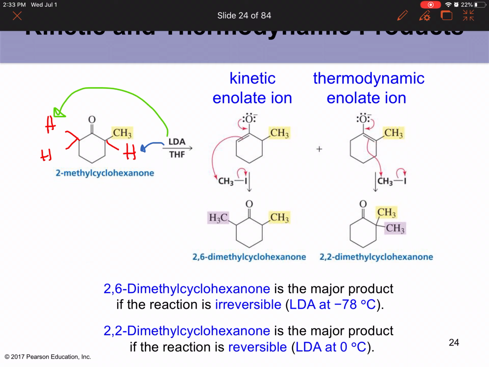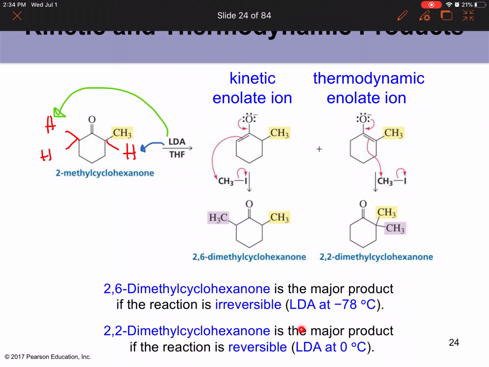The thermodynamic enolate happens at a higher temperature. Thermo means temperature. It doesn't necessarily happen at a very low temperature, whereas the kinetic enolate forms at -78, but we can form this one at a much higher temperature compared to that, which is at 0 degrees Celsius. And 2,2-dimethylcyclohexanone: when we do the alkylation, the alkyl group will add on to this carbon. 2,2-dimethylcyclohexanone is the major product if the reaction is reversible.